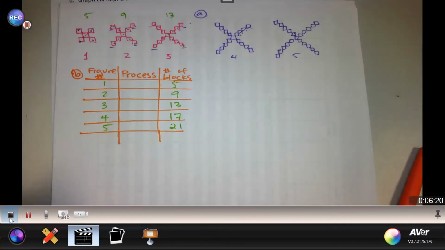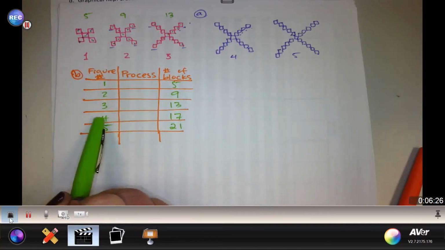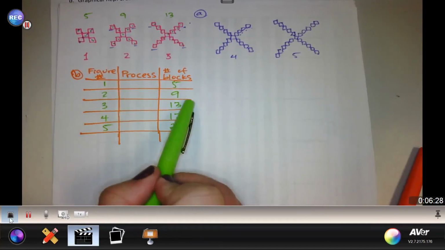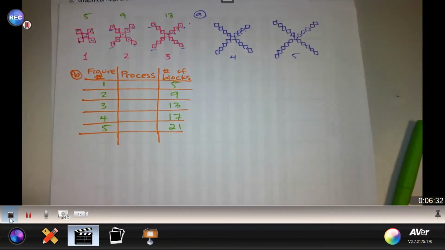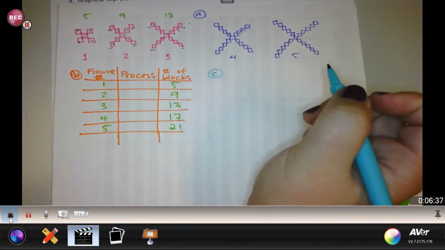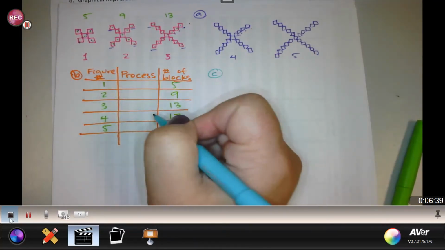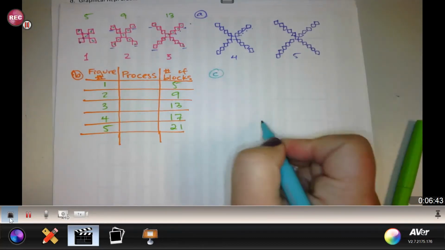So now I have my numerical representation. Remember, it's the numbers themselves. When the figure number is 1, then we get 5. When the figure number is 2, we have 9 blocks, etc. So then C says to write the verbal representation.